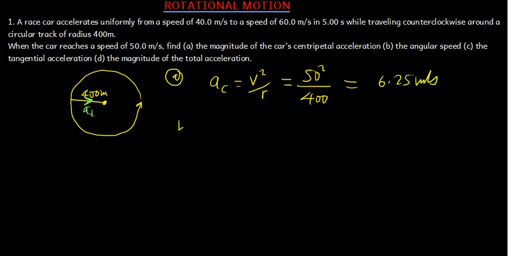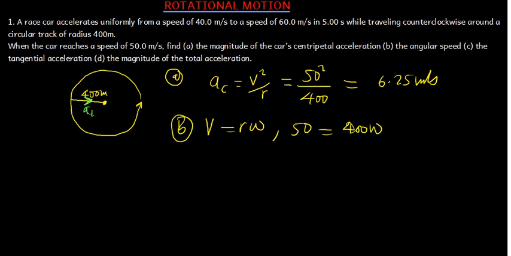And then part B, the angular speed. Well, to get anything linear, you just multiply the radius by the angular quantity. Linear velocity is radius times angular velocity. Linear acceleration is radius times angular acceleration. Linear distance is radius times angular distance. And so in this case, the linear velocity given is 50 at this instant, and the radius is 400. Now what will be the angular velocity?